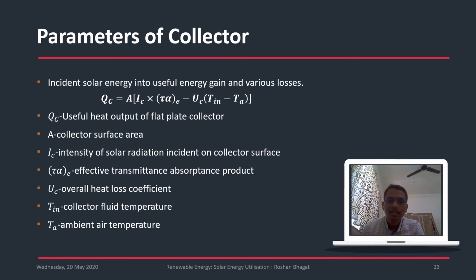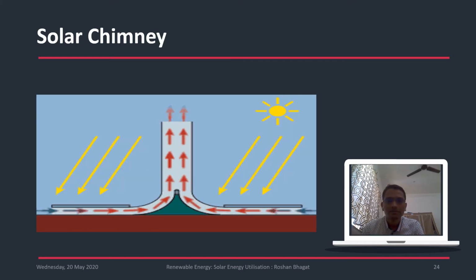In such cases we use this particular formula, where A is the area of the collector, I is the intensity of radiation, tau is the coefficient of transmission, alpha is the coefficient of absorption, U is the overall heat loss coefficient, T in the collector fluid inlet temperature, and TA is the ambient temperature.